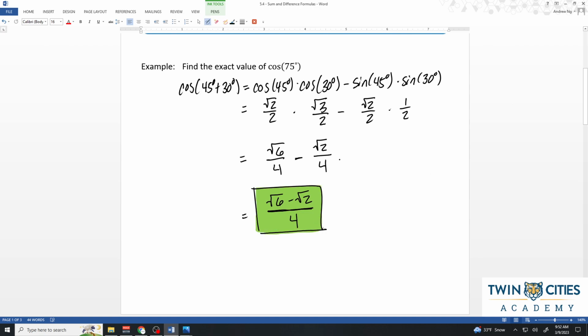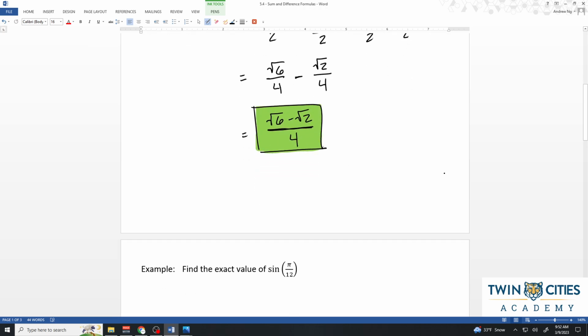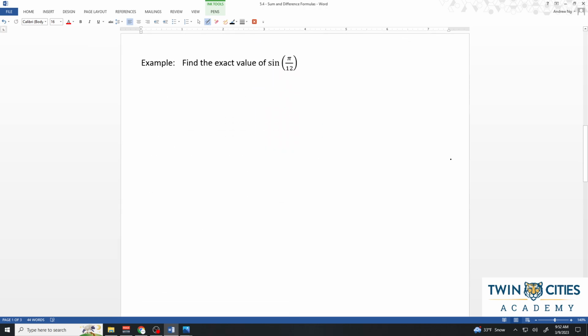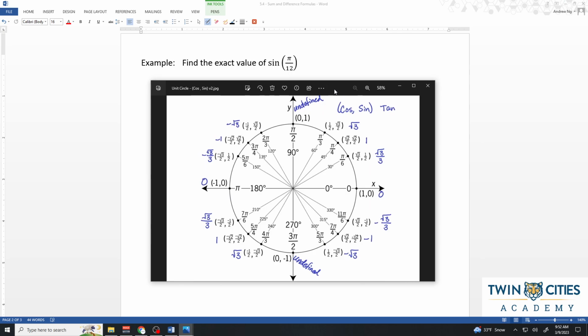Let's do another one. This time we're using radian measures. Find the exact value of sine of pi over 12. Okay, so let's bring our unit circle over. And I notice that pi over 12 is not on the unit circle. So again, normally I'd look at this and say, I can't find that.